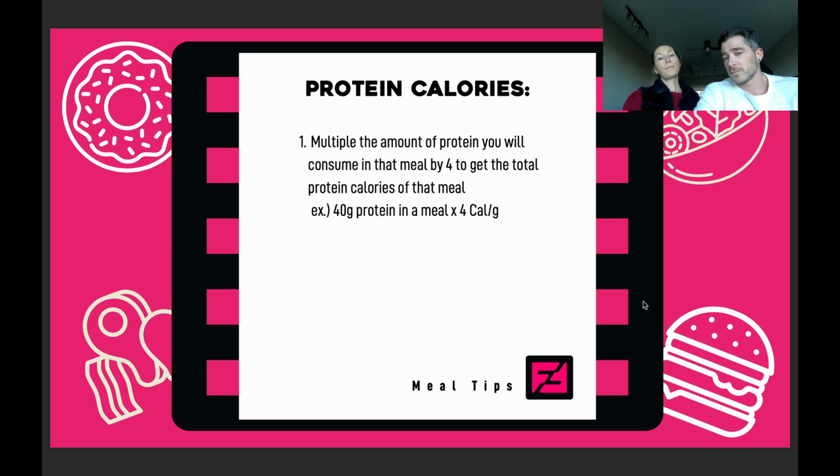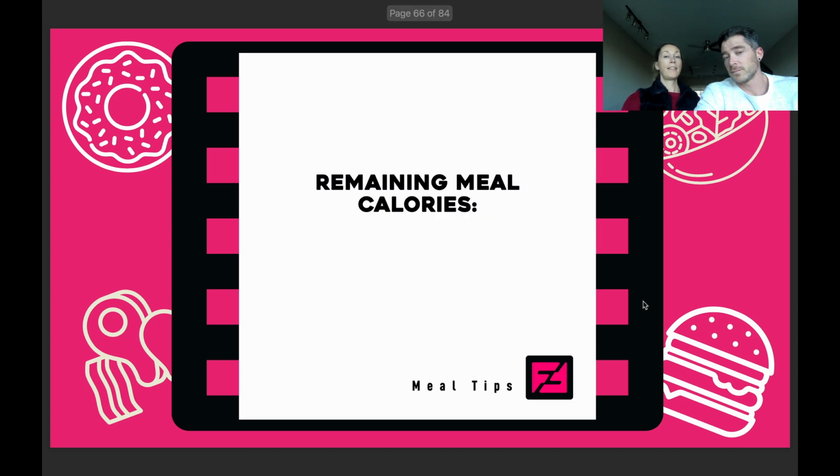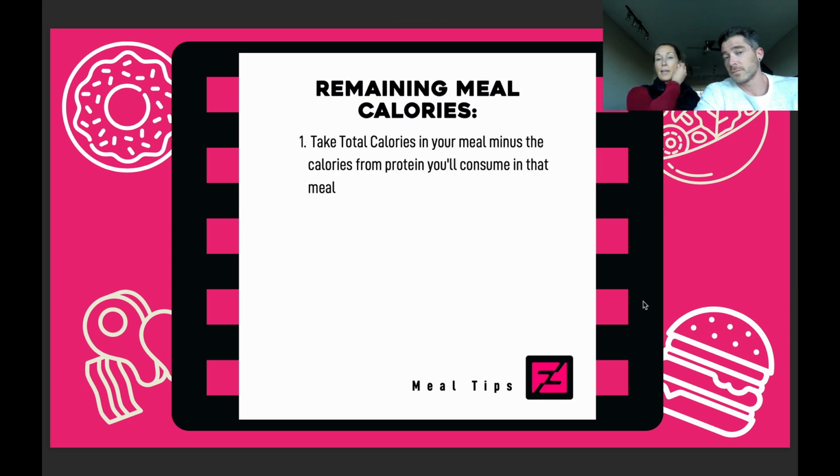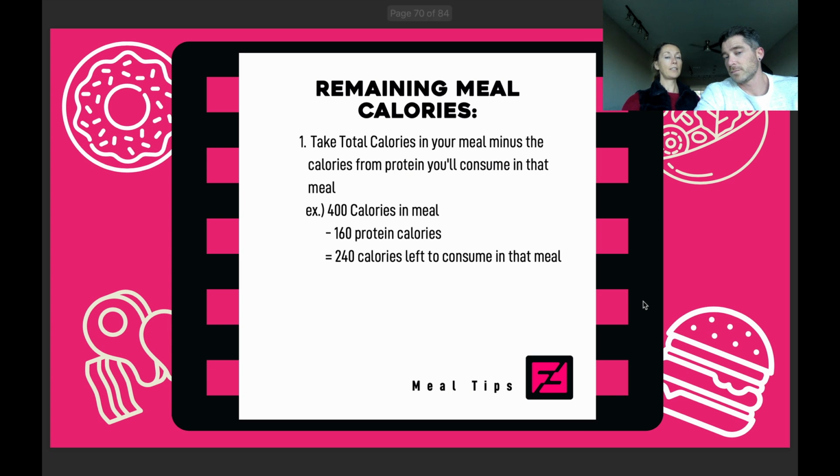If we have 40 grams of protein in a meal, we do 40 times 4, and we get 160 calories of protein in that meal. That means our remaining meal calories are, and this is how we calculate the remaining meal calories: we take the total calories in your meal minus the calories from the protein you'll consume in that meal. So we have 400 calories in a meal. We're going to subtract 160 of those protein calories, and that leaves us with 240 calories left to consume in that meal from fats, carbohydrates, or additional protein.